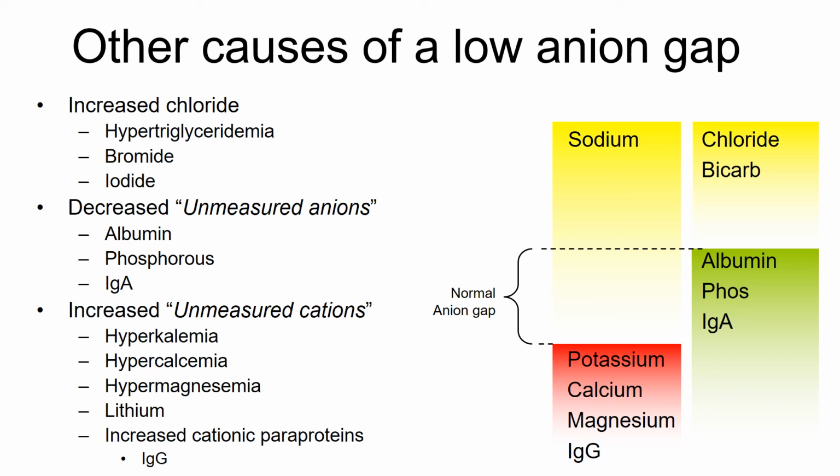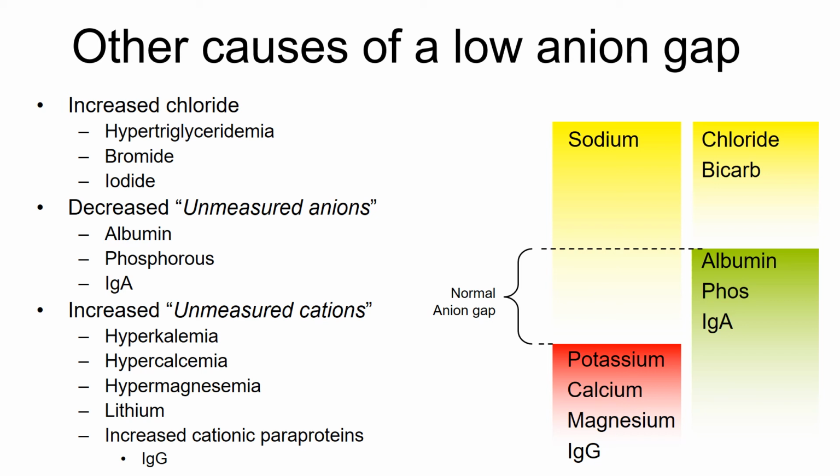It could be because of decreased levels of unmeasured anions, right? The most common cause of a low anion gap is low albumin, or where the phosphorus or the IgA levels are really low in some of these patients. And in some patients, there are unmeasured cations that are really high.